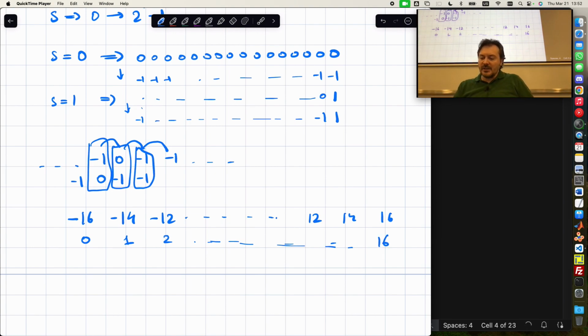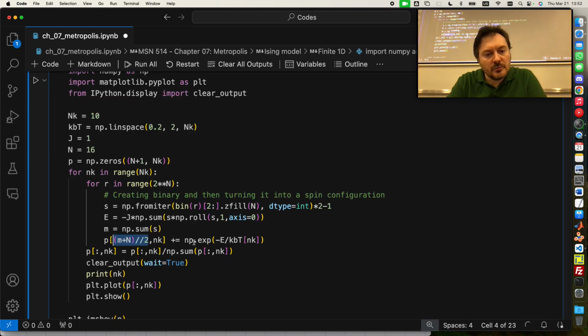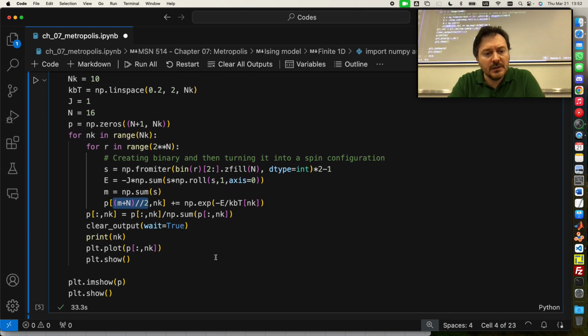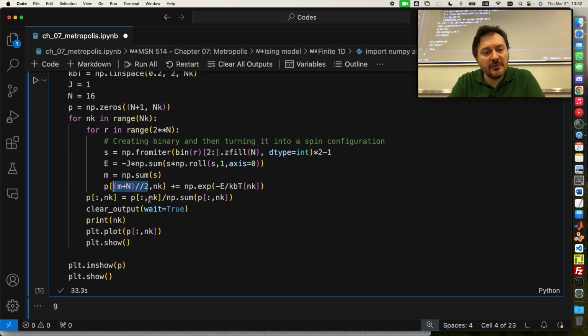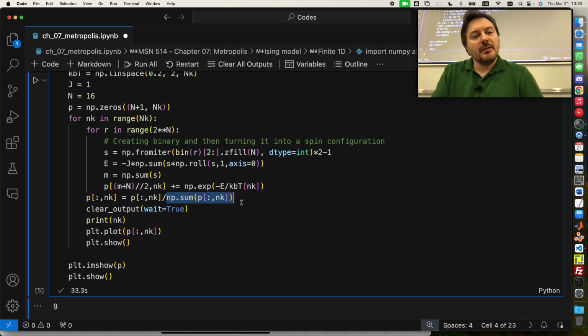So every magnetization corresponds to a certain probability value. What it is doing is adding the probability of that state by finding e to the minus E over kBT. And finally, it divides by the total of the probabilities. This is basically our, what was the name? Partition function. This is our Z. Do you have any questions at this point?